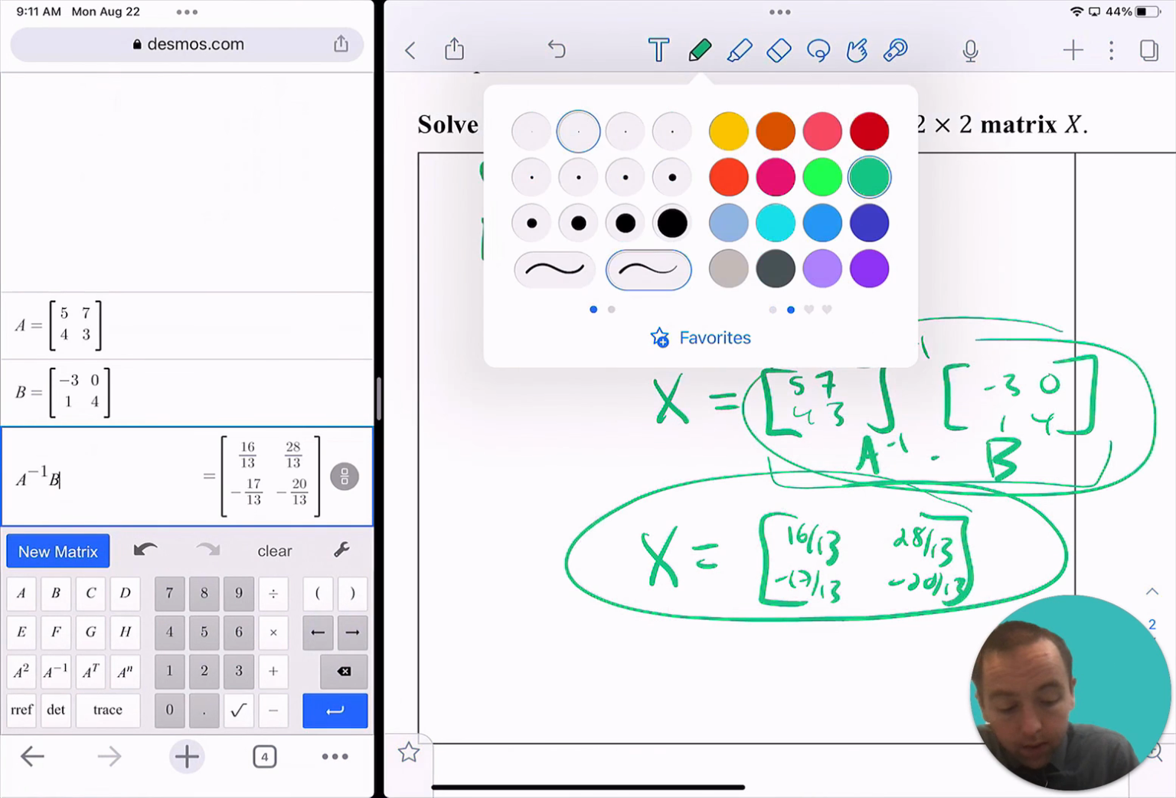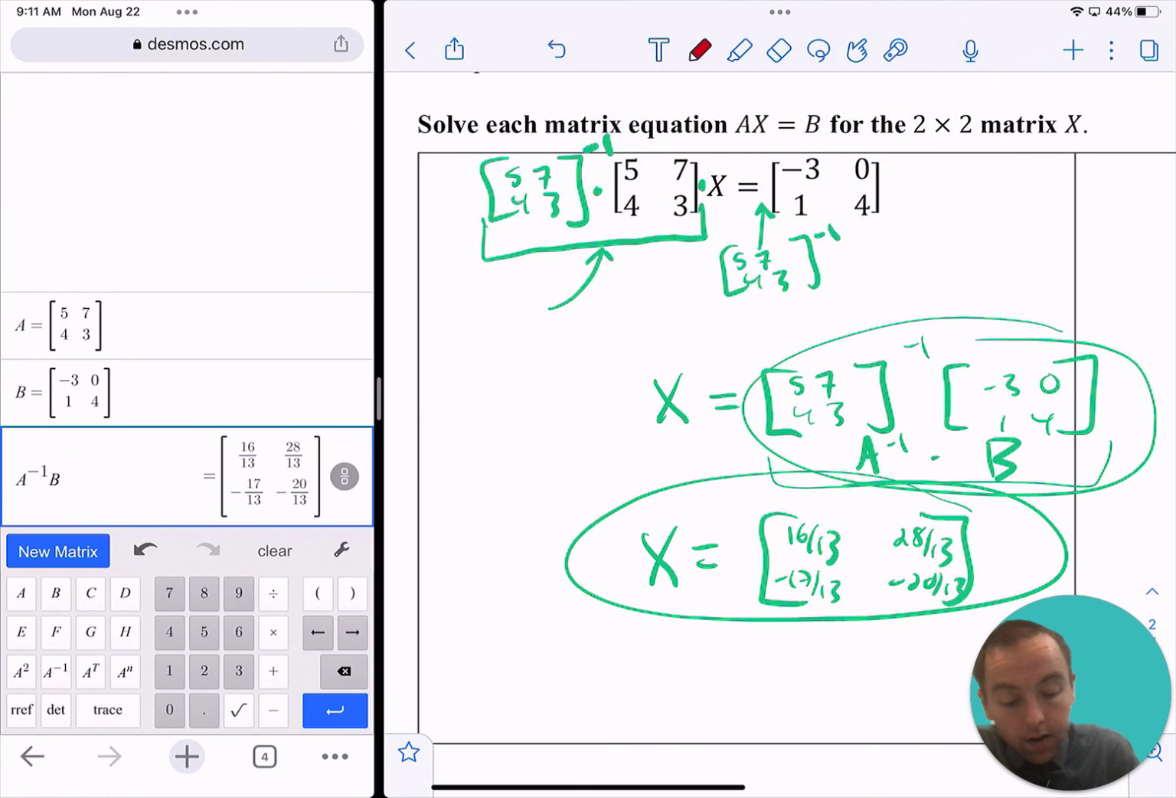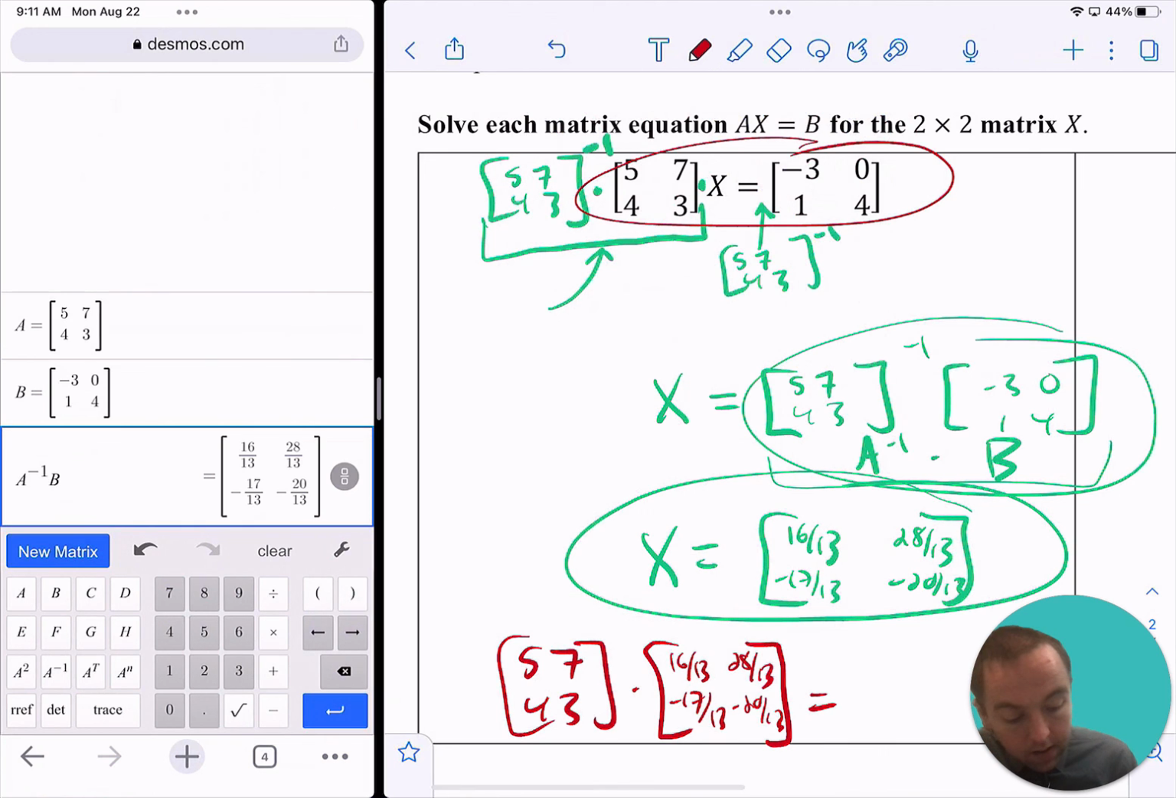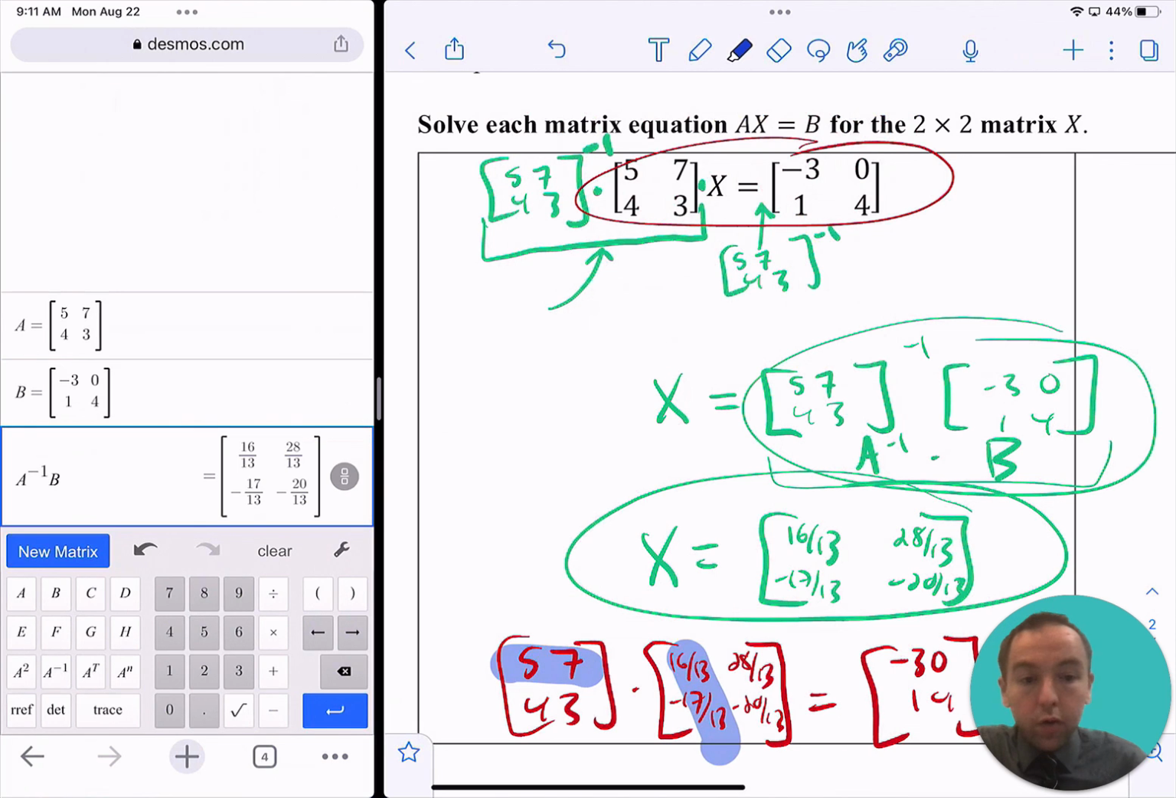So to make sense of what's really happening here, the original equation was saying that if we have the matrix 5, 7, 4, 3, and we times it with x, which we're proposing is 16 thirteenths, 28 thirteenths, negative 17 thirteenths, and negative 20 thirteenths, then when we multiply that all the way out, that is going to equal negative 3, 0, 1, 4 as a matrix. If you work your way through that matrix multiplication process and the pairwise multiplying, you'll verify that it does actually work.